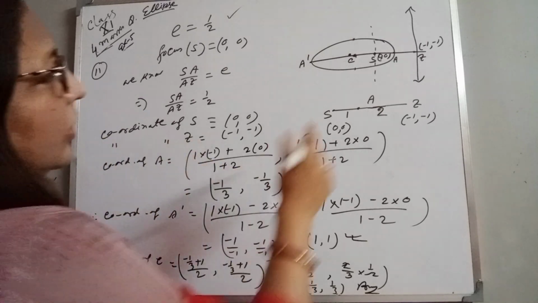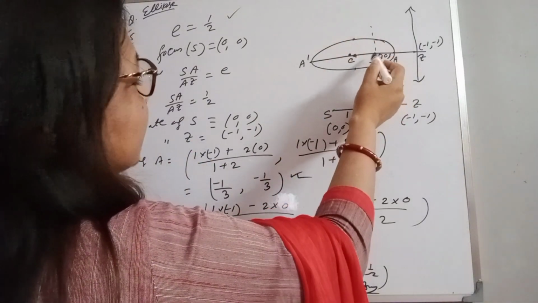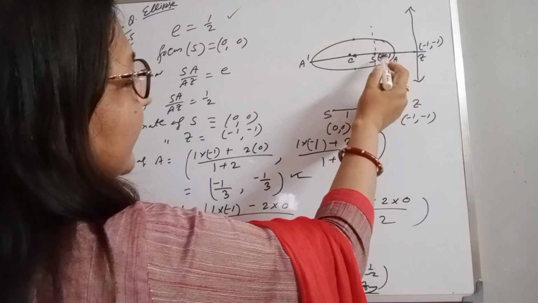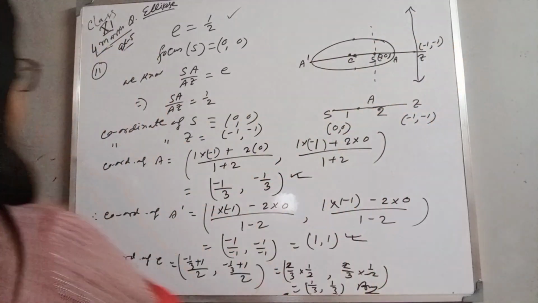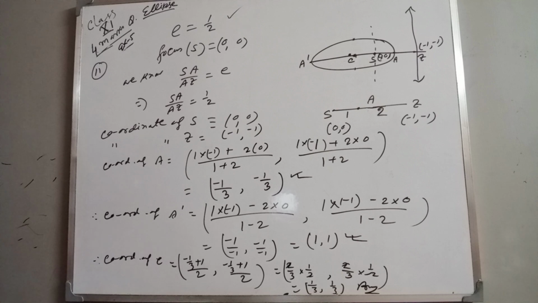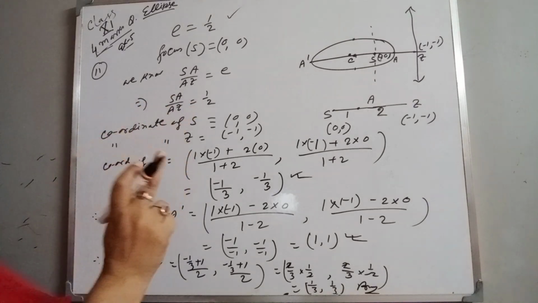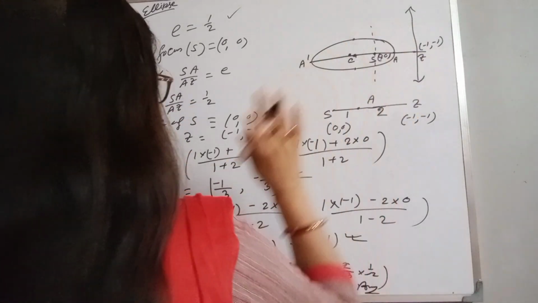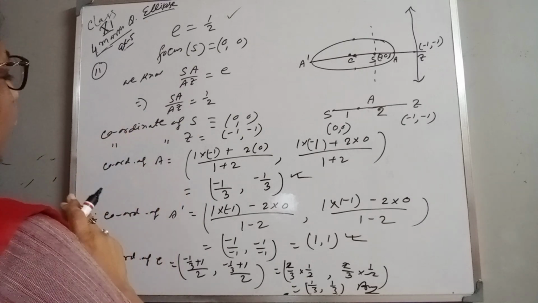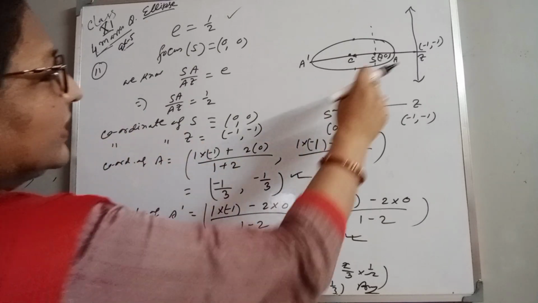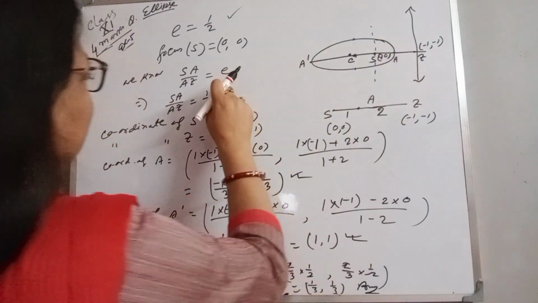Now see the diagram, A and A dash. Z is the directrix, and the directrix coordinate is also given. The directrix meets the major axis at the point -1, -1. So we know the coordinate of Z, and we know the coordinate of S. So what will the coordinate of A be? Because AS by AZ is equal to 1 is to 2.